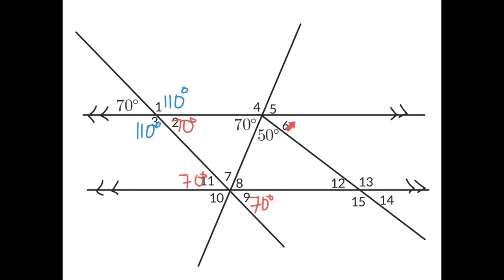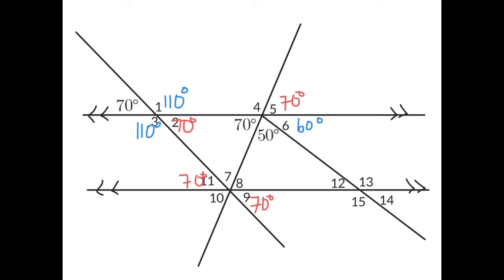So let me jump over here to angles 4, 5, and 6. So angle 5 is vertical to the 70 degree here. So I'm going to label that 5 with 70 degrees. And then because this is not a linear pair, but these three angles are creating a line, and the 70 and the 50 is 120. So I know that angle 6 is going to be 60 degrees. And again, that's to get them all to add up to be 180.